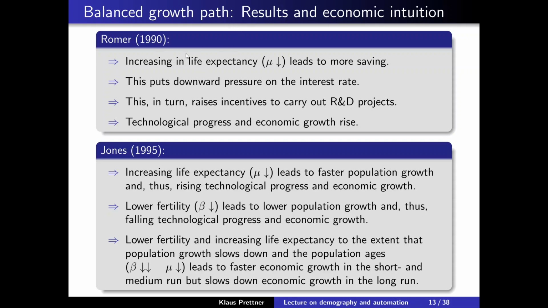Now, what we have in the Romer case is that increasing life expectancy, so if the mortality rate mu falls, that leads to more saving at the aggregate level. People live longer, so in general you would have more accumulation of capital. And that, of course, implies downward pressure on the interest rate, because the interest rate is the marginal product of capital. If you have a Cobb-Douglas type of production structure, then the accumulation of capital, the accumulation of assets, would put downward pressure on the interest rate.